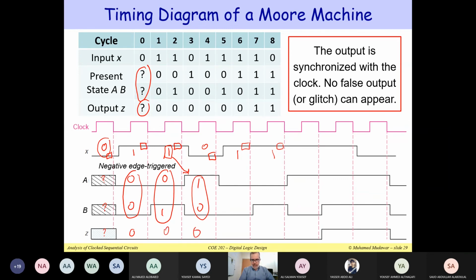Eventually, you might reach state 1, 1. For example, here the input x is equal to 1. Here you are in state 1, 0, and the input x is equal to 1. So therefore, the next state will be 1, 1. And if you reach state 1, 1, then the output will jump to 1. So notice that there are no false outputs. There are no glitches because the output depends on the state. It does not depend on the input x, and therefore it is synchronized with the clock, and you cannot really get glitches in the case of a Moore machine. Okay, is this clear?